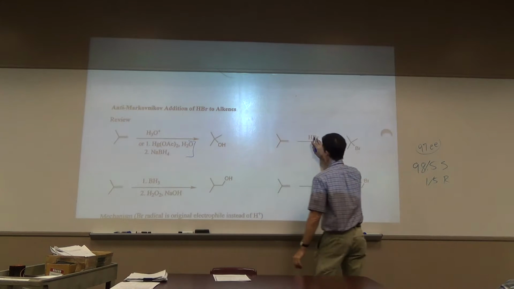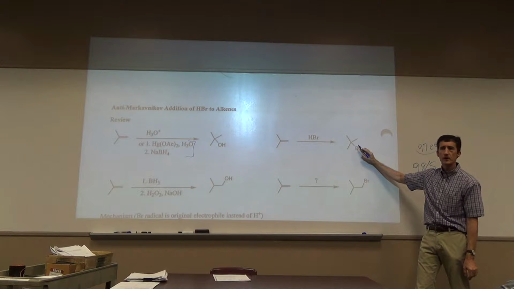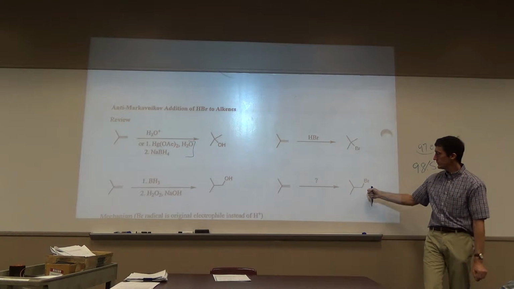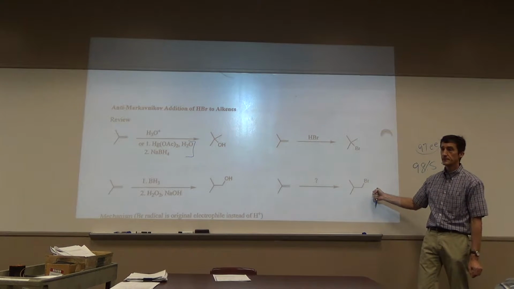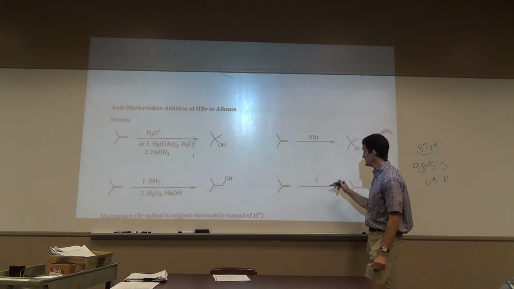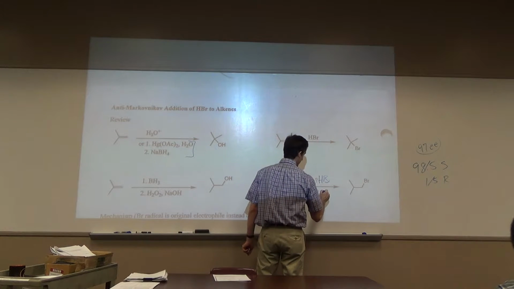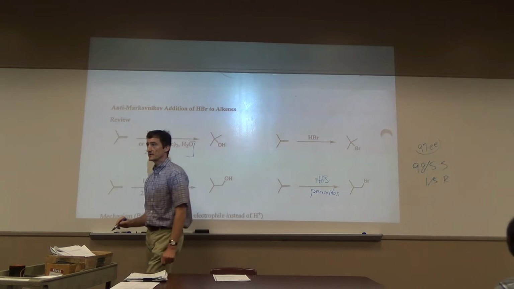Over here, with HBr, we would expect this product here. Standard Markovnikov addition of HBr to an alkene. Well, how do we get the Br on the other carbon? Which we would call an anti-Markovnikov addition of HBr. We never did that. It can be done. It's HBr plus what? Peroxides. That will give anti-Markovnikov.